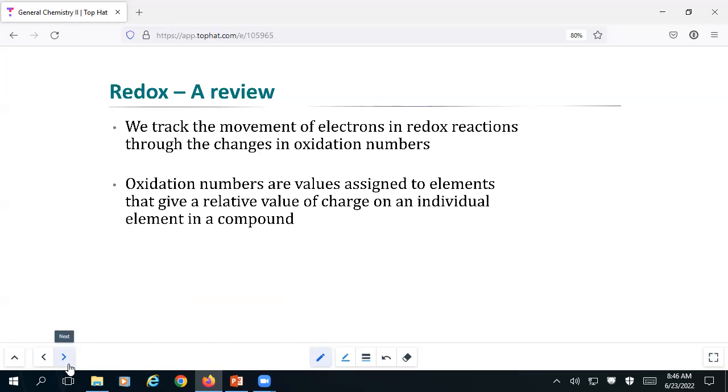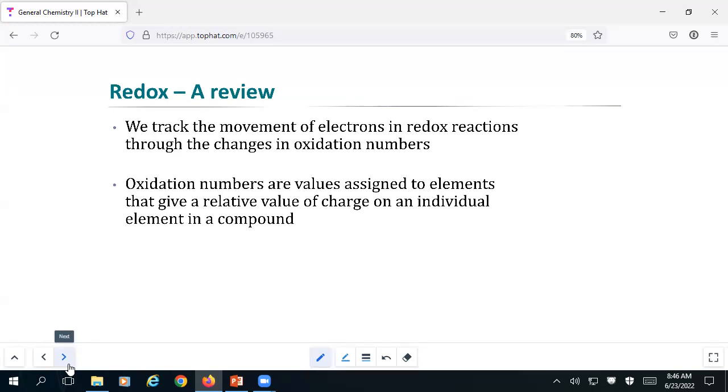Now, what you can also remember from Chem 105 is that we can identify oxidation reduction reactions based upon the tracking of electrons, the movement of electrons in a chemical equation. And we do that through the use of oxidation numbers. An oxidation number is a number that is assigned to an individual element to give you an idea of just what the relative charge is on that element itself.